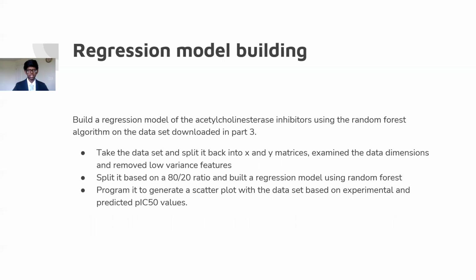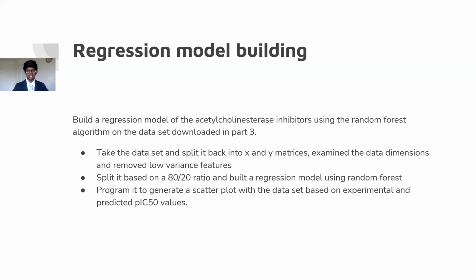Now moving on to part 4 of this project. This is where I started with the regression model building. I'd have to build a regression model of the acetylcholinesterase inhibitors. Essentially, in order to cure the symptoms of Alzheimer's, we need to inhibit the protein known as acetylcholinesterase to raise neurotransmitters. So I would have to build a regression model of the acetylcholinesterase inhibitors using the random forest algorithm on the dataset downloaded in part 3.